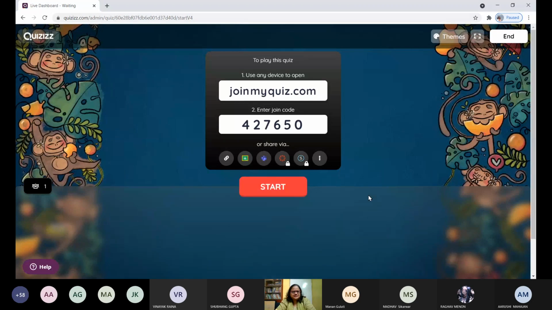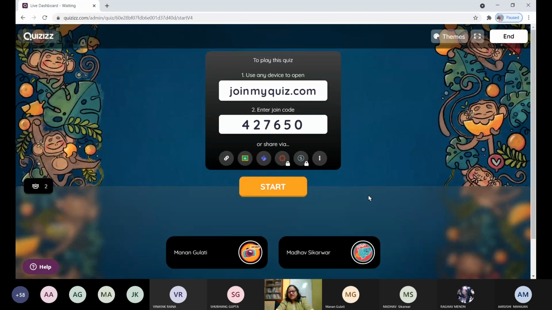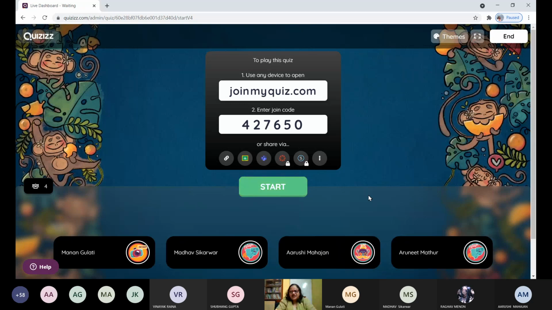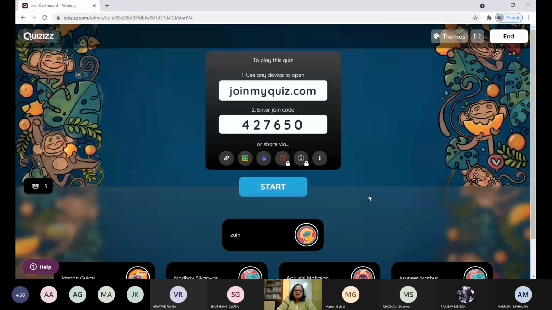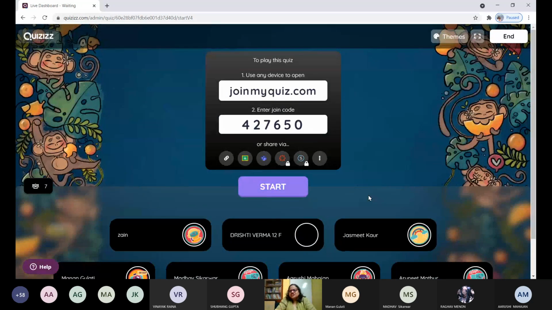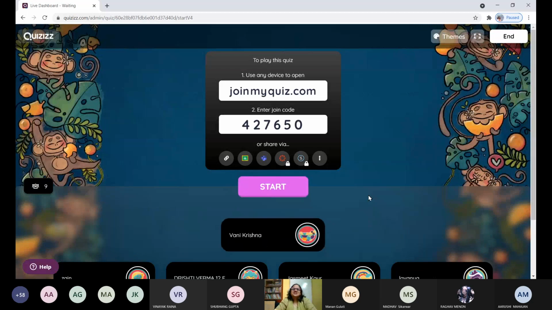All right. Manan is there. Madhav. Good. All right. Aruneet, Zayan. Quickly join, children. So children, this is only on liberalization.